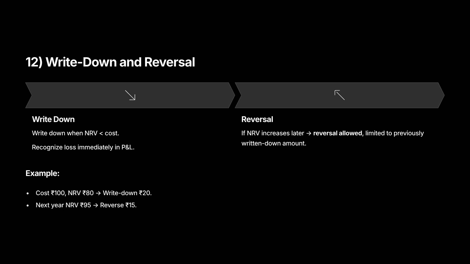Example, cost 100 rupees, NRV 80 rupees, write-down 20 rupees. Next year, NRV 95 rupees. Record the reversal in the period of recovery.